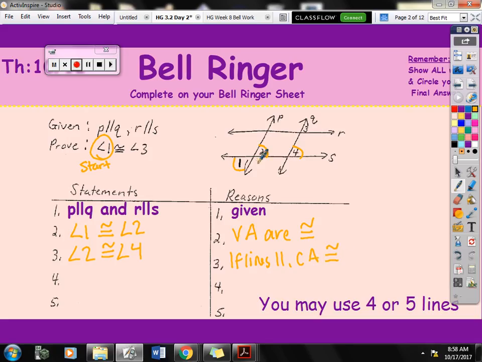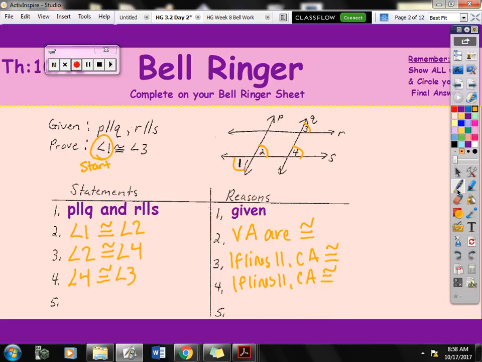Okay, so now we've gone 1 to 2, 2 to 4, then we would have to go 4 to 3. Again, if you don't have this written down, don't worry, you could have done it a different way and I'll go over that. Now 4 is congruent to 3, those are also corresponding angles, right? So that would be the same reason. And then you can see that we do have 1 to 2, 2 to 4, 4 to 3, so we can link 1 directly to 3 using our transitive property.